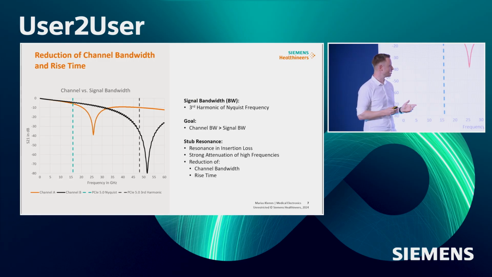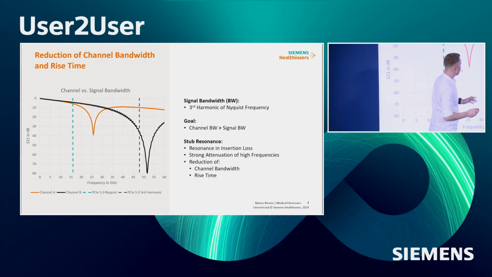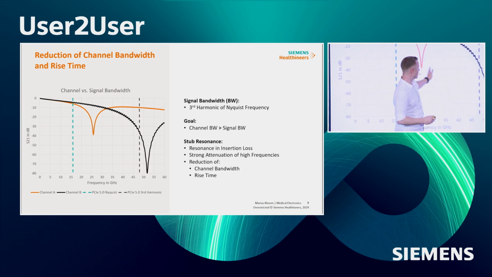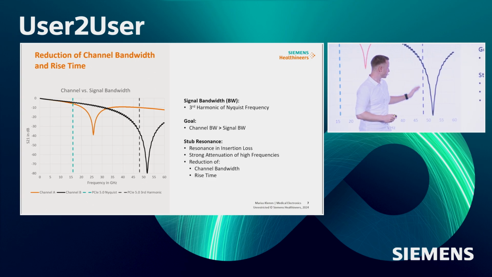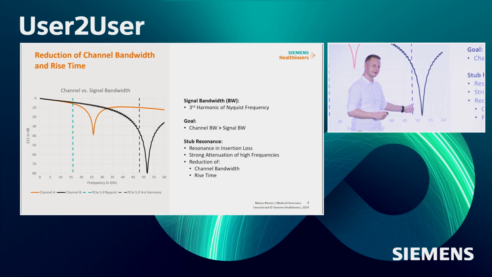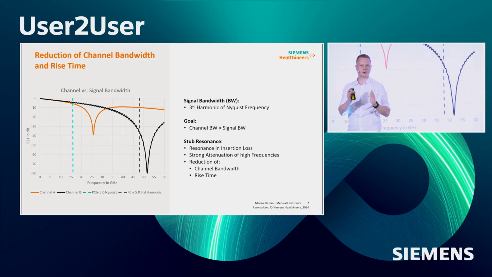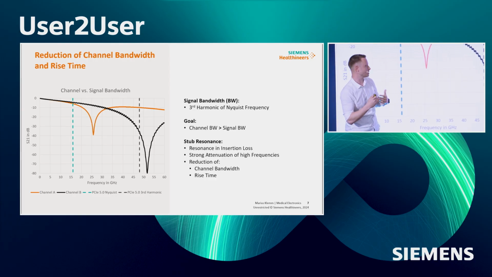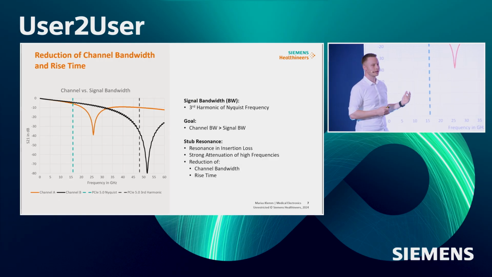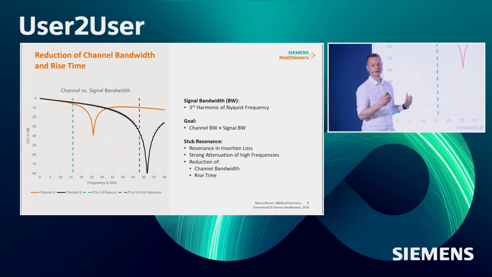So your target is, if your signal bandwidth goes up to here, you don't want your resonance inside there. And in most cases, you can determine some value somewhere around here to be your channel bandwidth. And then you can compare these two values in the frequency domain. The target is to have your channel bandwidth greater than your signal bandwidth. Then you are fine.